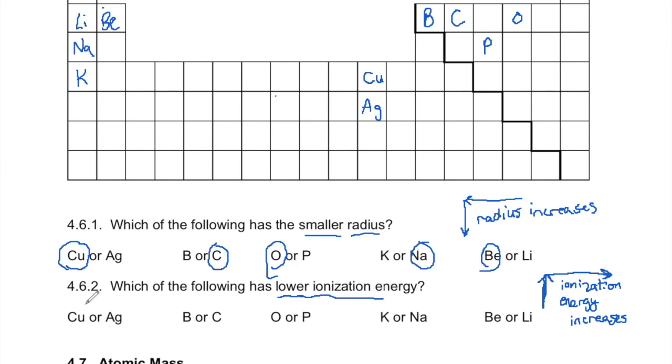So here we have silver being more below copper. We have boron being more to the left of carbon. We have phosphorus being below and to the left of oxygen. Potassium being below sodium over here. And lithium being to the left of beryllium.